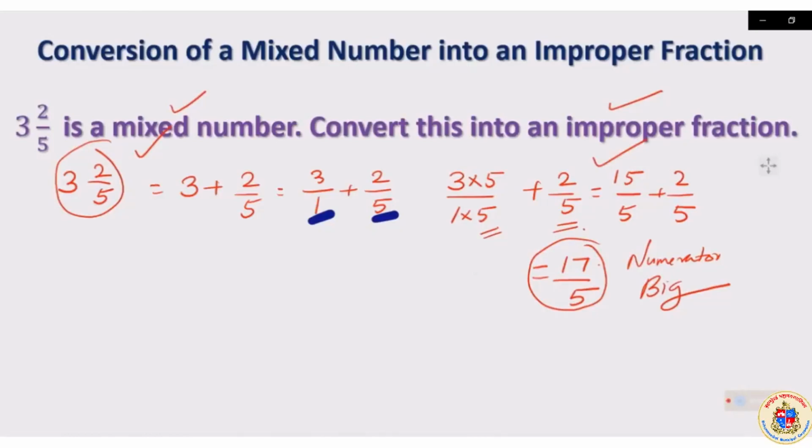Now 3 fives are 15, plus 2, that is 17 upon 5, which we normally do. That also can be done: 3 into 5, 15, plus 2, 17 upon 5. The 5 will remain as the denominator. So the answer is simply 17 upon 5. This is a technique developed out of the same method.